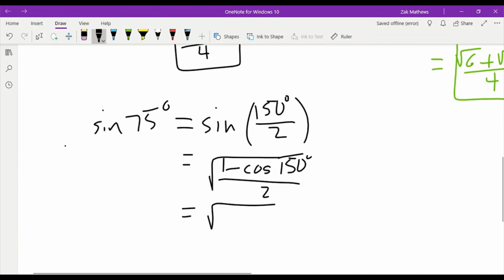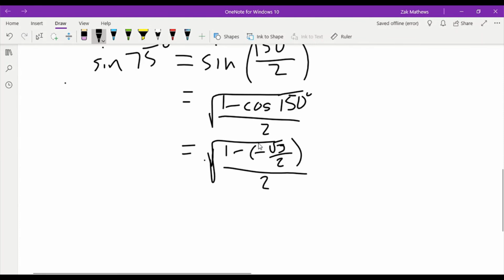Well, 150 degrees has a reference angle of 30 degrees. It is in the second quadrant, meaning it's going to be a negative. And cosine of 30 degrees is root 3 over 2. Let me clean that up just a second. That's a 3 in there. And that whole thing is still over 2, the square root, of course, going over the whole fraction.